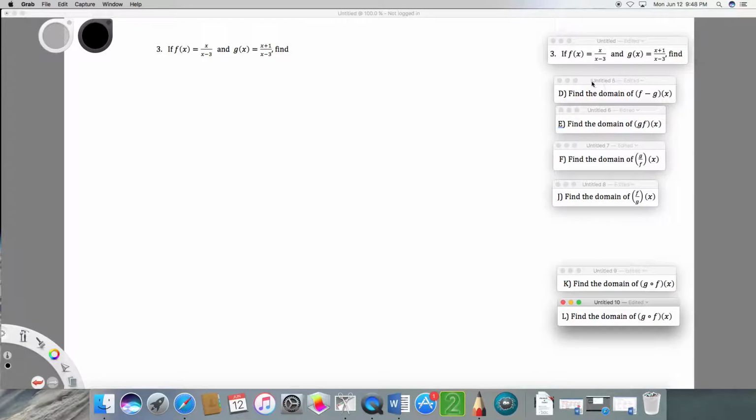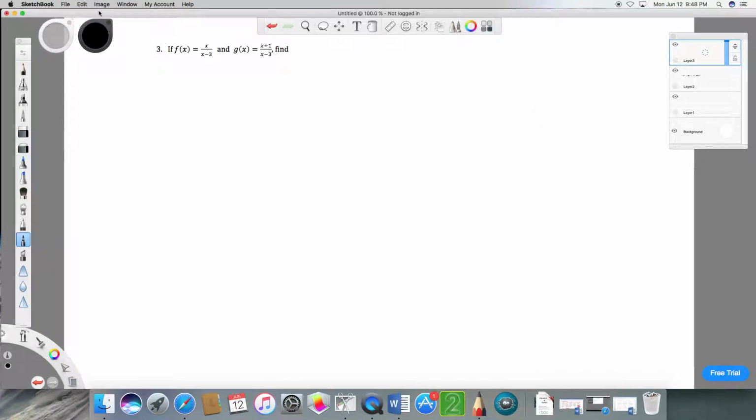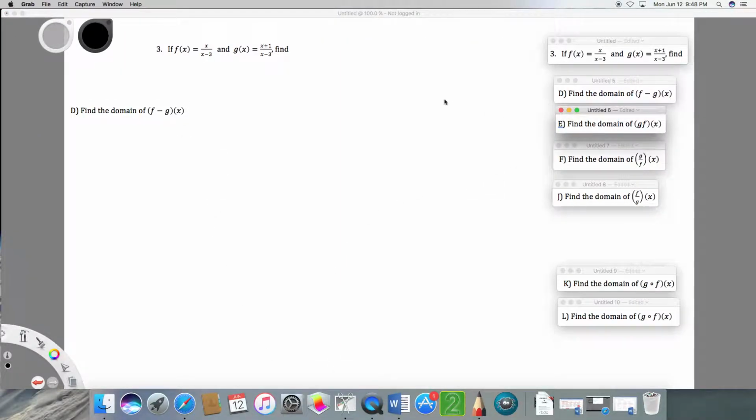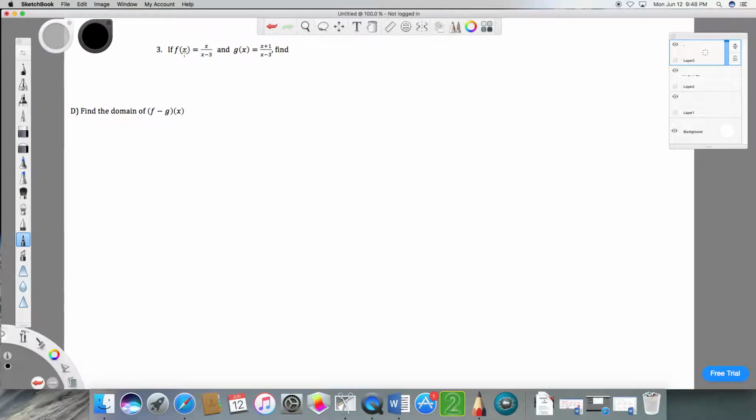So to find the domain of f minus g, we find the domain of f and intersect it with the domain of g. And we do the same thing for g times f. We find the domain of f, the domain of g, and intersect the two. So part D and E will always have the same answer.